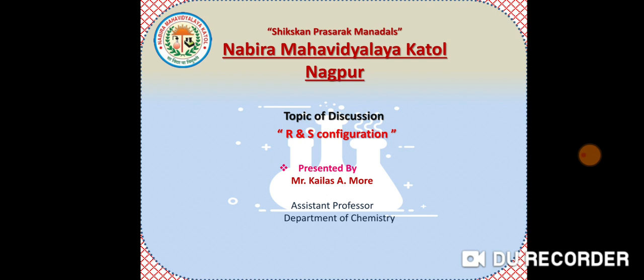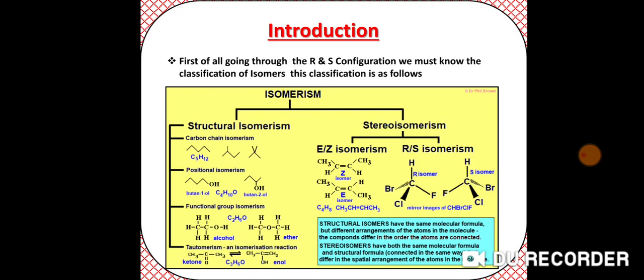We are discussing the new concept which is RS configuration. Introduction. First of all, going through the RS configuration, we must know the classification of isomers. This classification is as follows. Isomers are categorized into two types, which are structural isomerism and stereoisomerism.